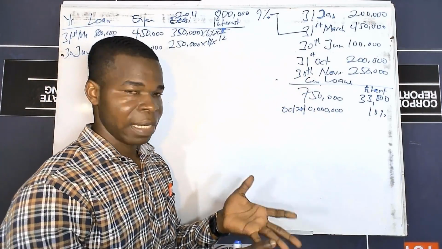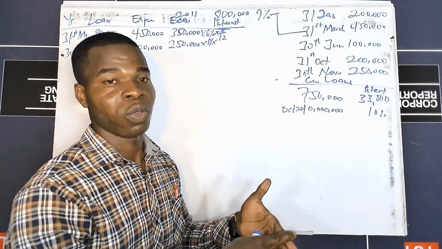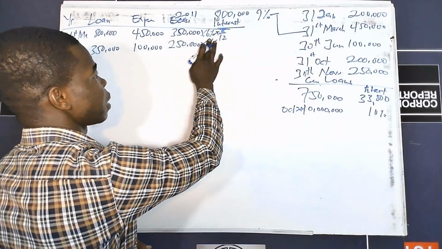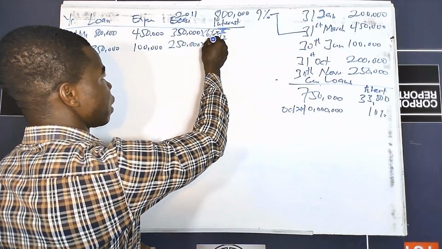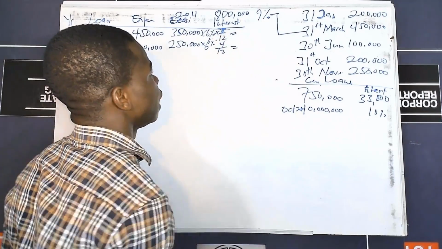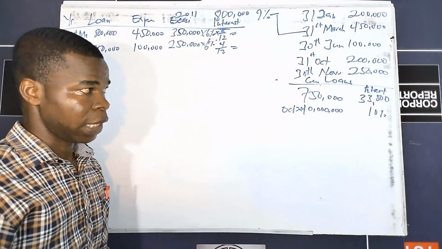July, August, September, October. So 4 months in this case is going to be times 6%, which is 4 over 12. We'll give it our investment income for the second one.